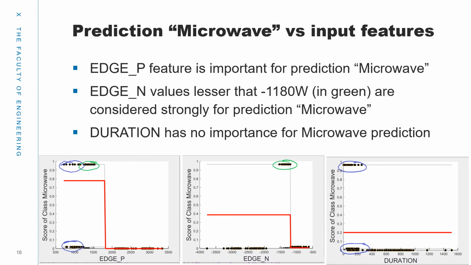Microwave performance is affected, as seen in the performance table, because the unseen data has instances that are larger than negative 1180 watts, where microwave is easily confused by toaster, seen in the next slide, as they have similar power signature. Duration is not important for microwave, as seen by mixed up instances around the same time.